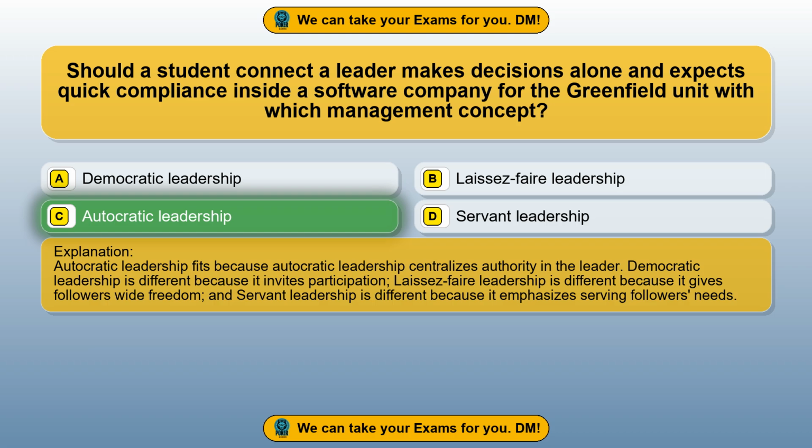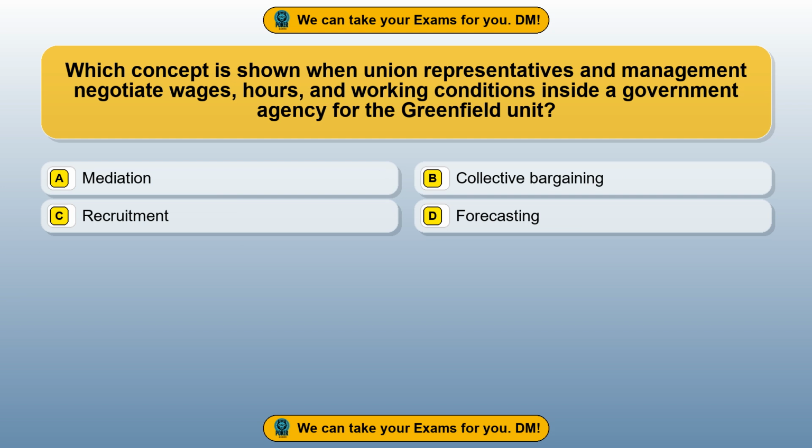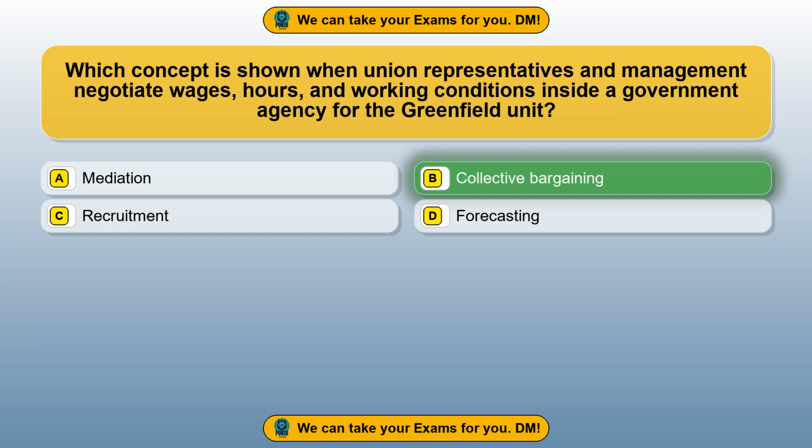Question 67. Which concept is shown when union representatives and management negotiate wages, hours, and working conditions inside a government agency for the Greenfield unit? Option A, mediation. Option B, collective bargaining. Option C, recruitment. Option D, forecasting. The correct answer is option B, collective bargaining.